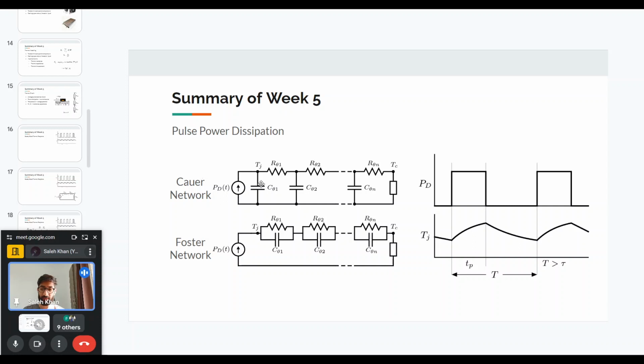And these are the two types of network that can be given. It is not necessary that the values of these networks will be given in the data sheet. Sometimes they are not given at all. Sometimes one of them is given, and sometimes both of them are given. But it can be used to find the transient thermal response of a circuit or of a device.